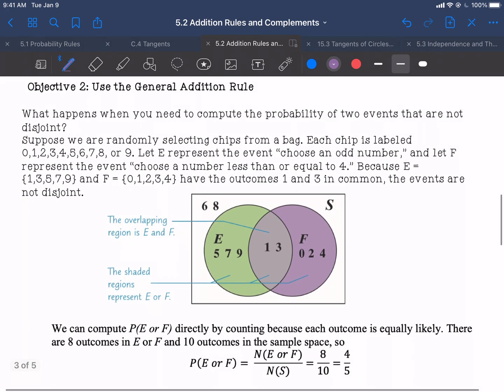Okay, so what happens when we need to compute the probability of two events that are not disjoint? All right, so back to our Venn diagram here. Suppose we're randomly selecting chips from the bag.